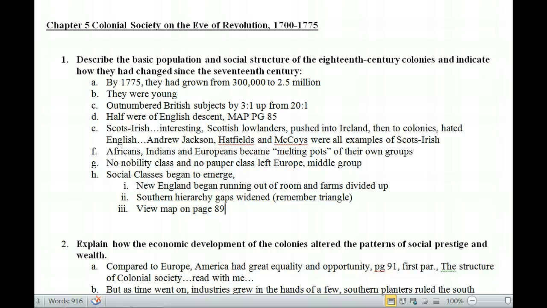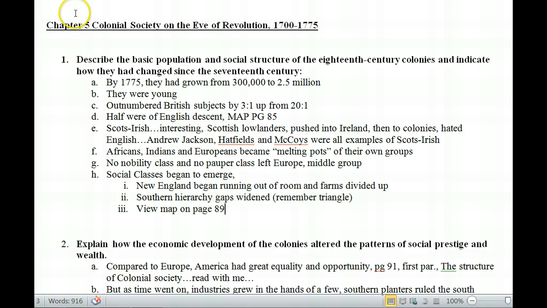And here we are to Chapter 5, Colonial Society on the Eve of Revolution. Notice the dates. Okay, this one is: describe the basic population and social structure of the 18th century, meaning 1700s, and indicate how they had changed since the 17th century, which is the 1600s. So please be on the first page, page 88 of your book. It explains it all in there.